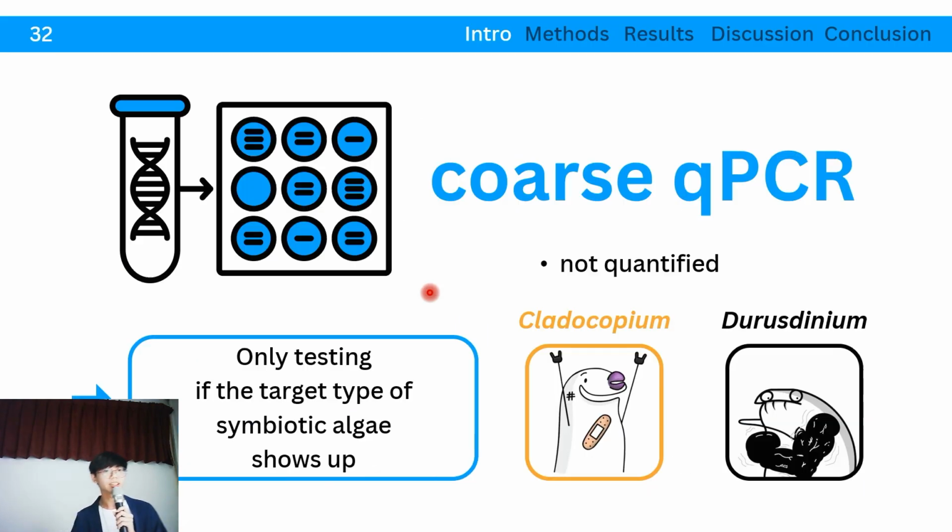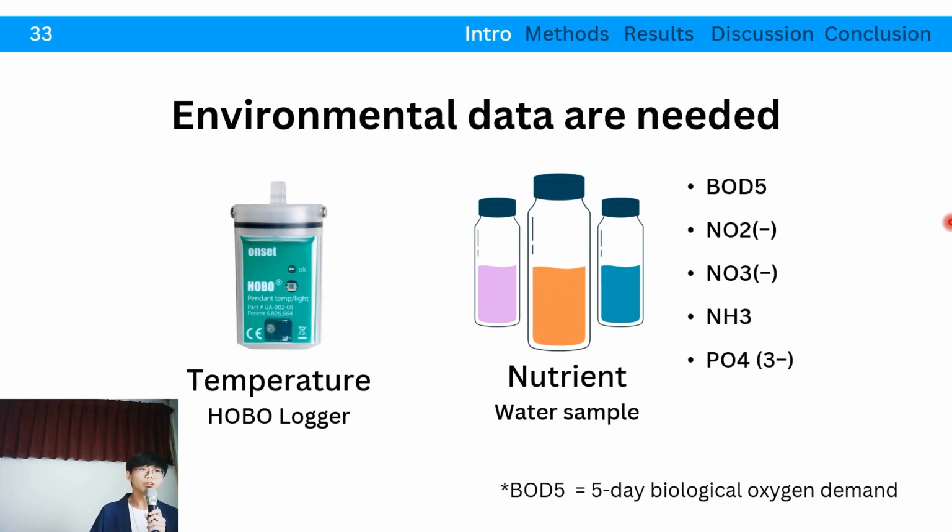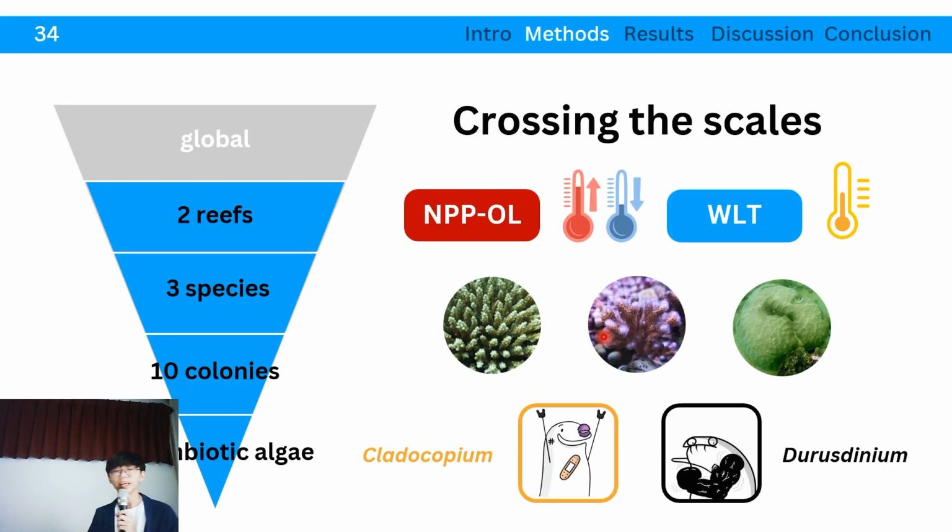We picked 3 different study corals and collected data 5 times during 15 months. We wanted to know if the specific symbiotic algae show up. We used qPCR, a DNA test method. And environmental data are needed, because the temperature should be logged and nutrients should be analyzed from the water samples. So this is a scale-crossing study: 2 reefs, 3 species, and 2 symbiotic algae.